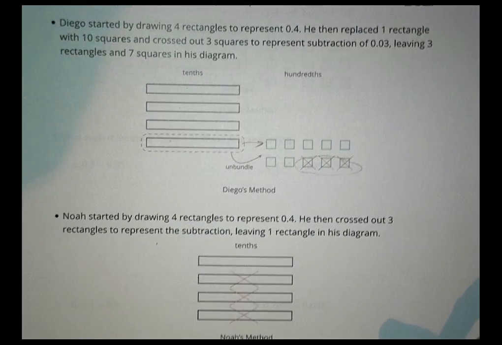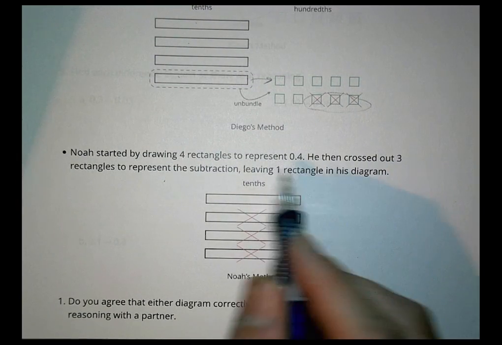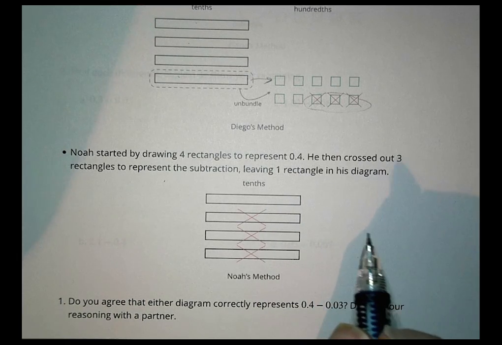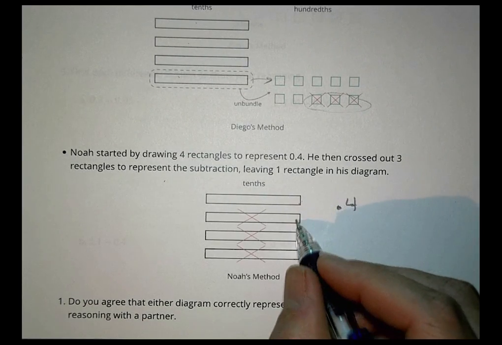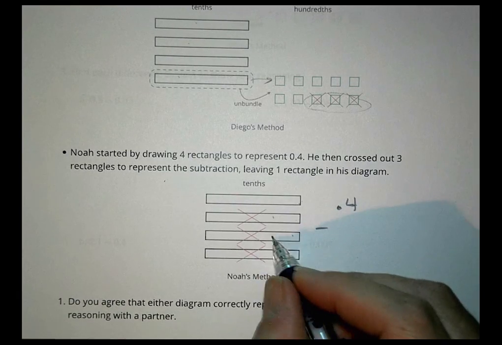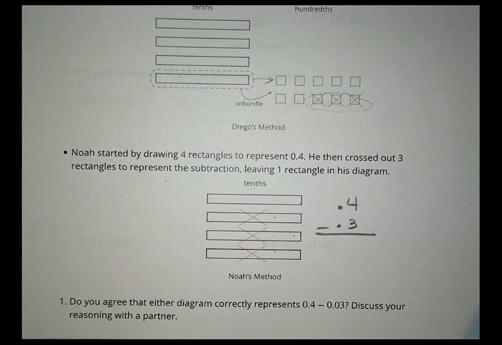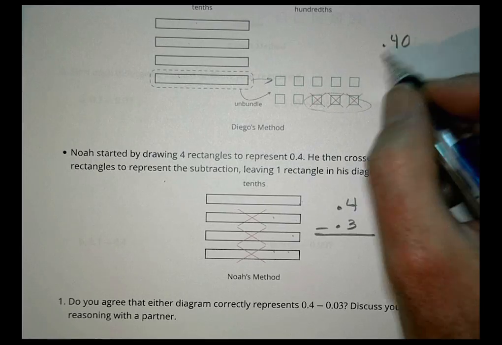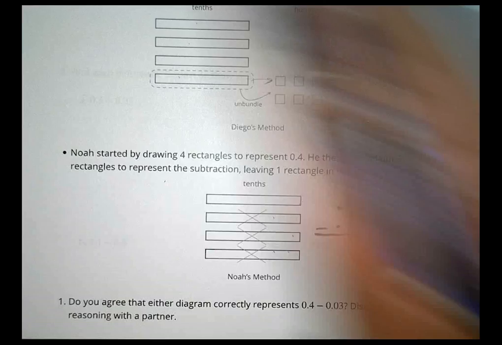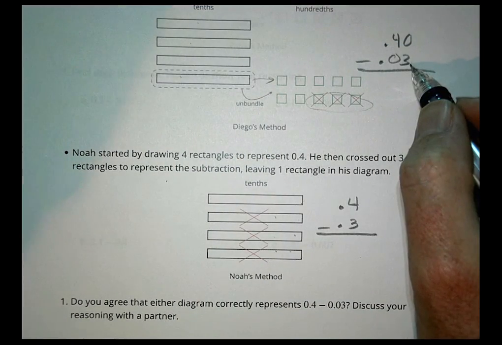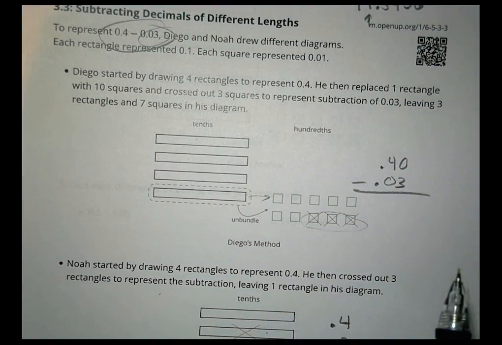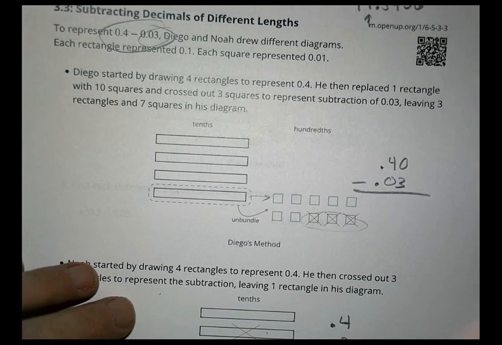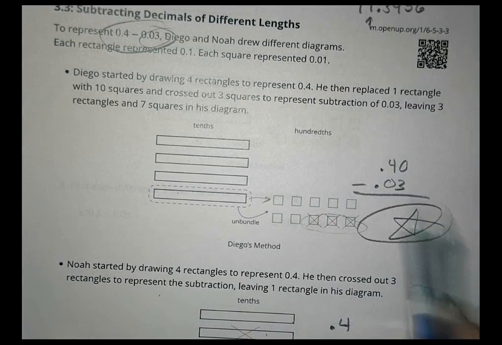Noah started by drawing 4 rectangles to represent 4. He then crossed out 3 rectangles to represent subtraction, leaving 1 rectangle. Do you agree with either one? Well, what Noah is doing is taking 4/10, which is this one, 1, 2, 3, 4, 4/10, and he's subtracting 1, 2, 3/10. What Diego's doing is 4/10 and subtracting the 0.03. There's a big difference between subtracting 3/100 and subtracting 3/10. Okay, it's just not the same thing. The problem asks you to do what Diego's doing, which is 0.4 minus, or 4/10 minus 3/100. His is the right way to do it, and we would agree with Diego. Diego's doing it the right way.